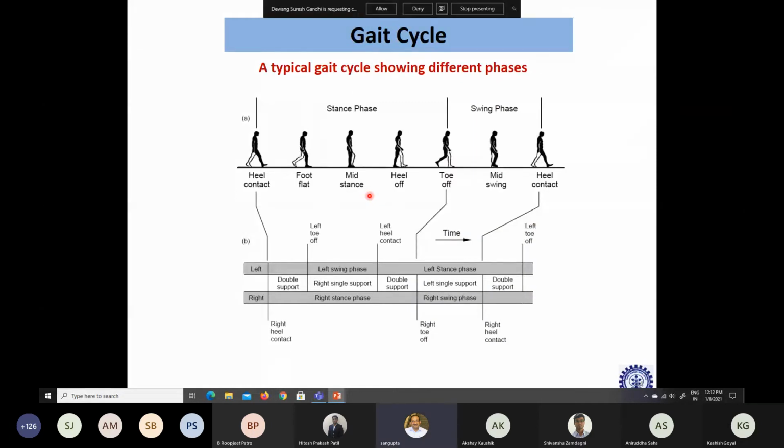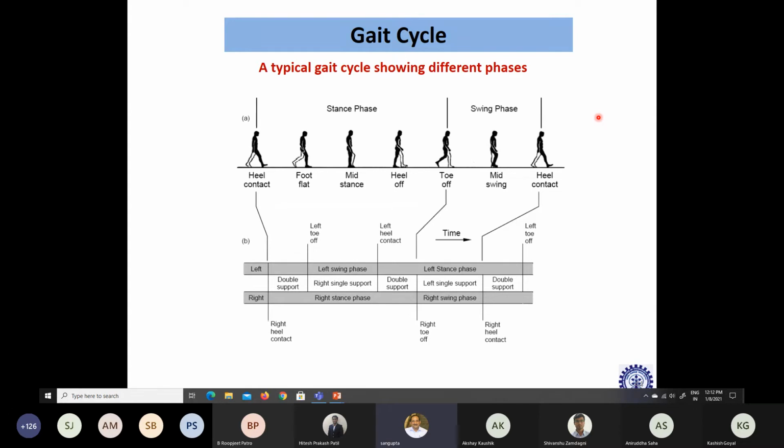Now, a very important and basic movement of the human body is normal walking. And that is typically showcased as the gait cycle. Why do we call it a cycle? Gait means normal walking, and a cycle means that it is periodic and repetitive in nature. So a typical gait cycle is shown here.